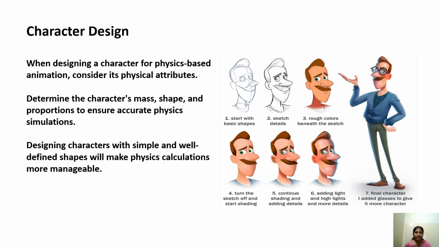Character design. When designing a character for physics-based animation, consider its physical attributes. Determine the character's mass, shape, and proportions to ensure accurate physics simulations. Designing characters with simple and well-defined shapes will make the physics calculations more manageable.